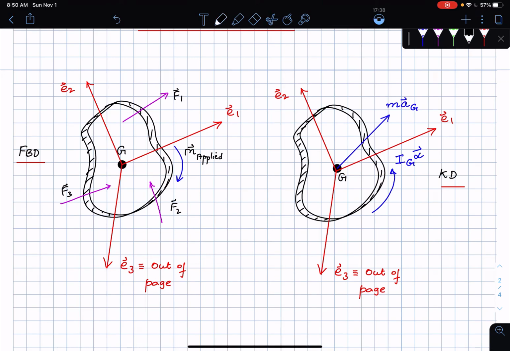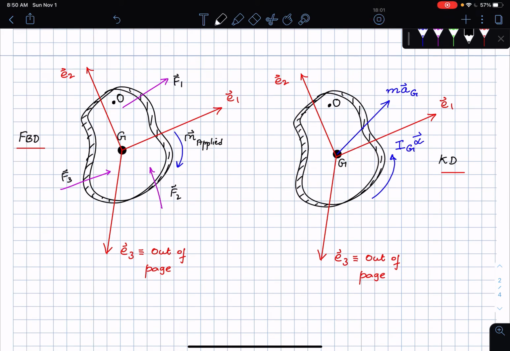Let's say that I have a point somewhere here. Let's say a point C, or a point O. Let's say this is a point O. I'm going to mark the same point on this body as well. Let's say that I need to use the summation of moments equation about the point O. Then here is what I would say: sum of moments about the point O on the free body diagram is equal to the sum of moments about point O on the kinetic diagram.